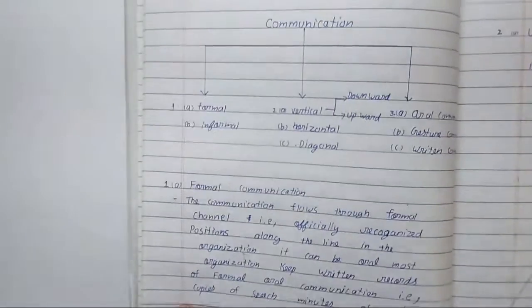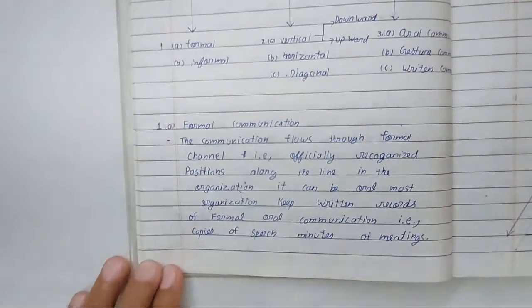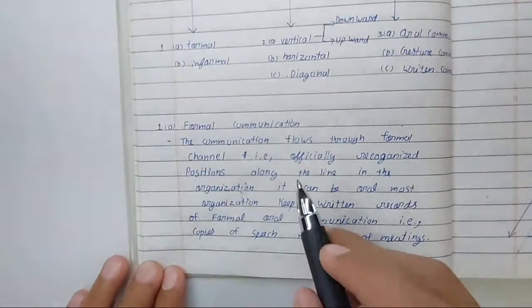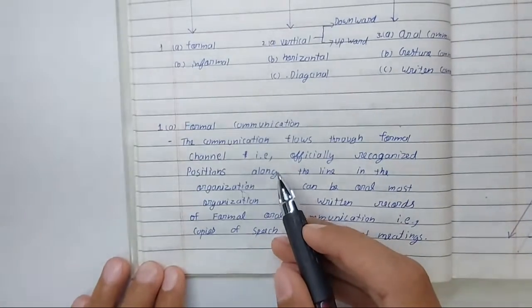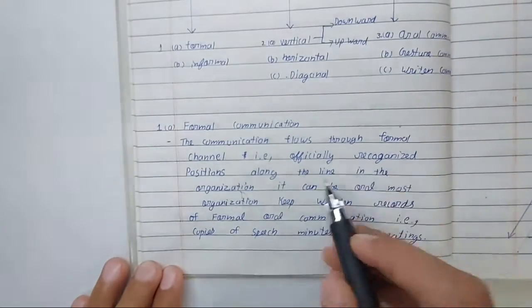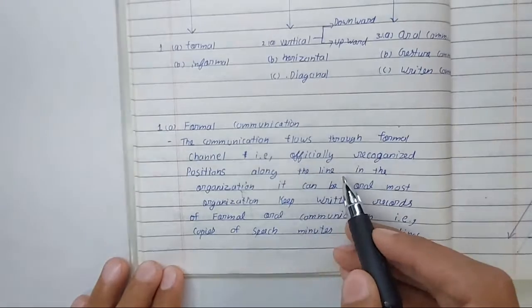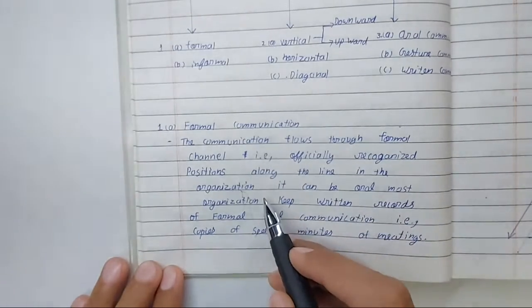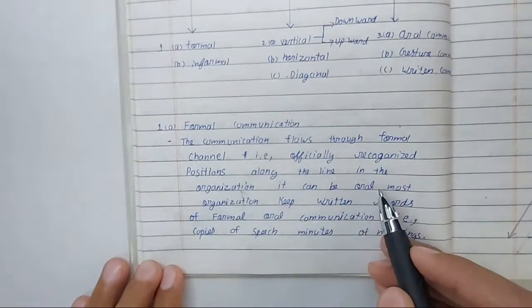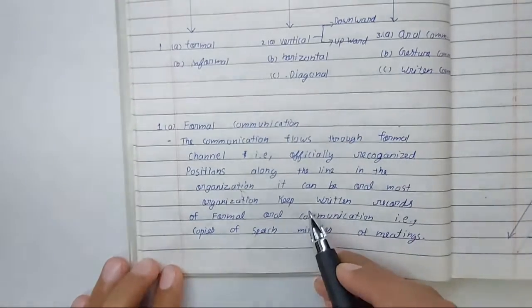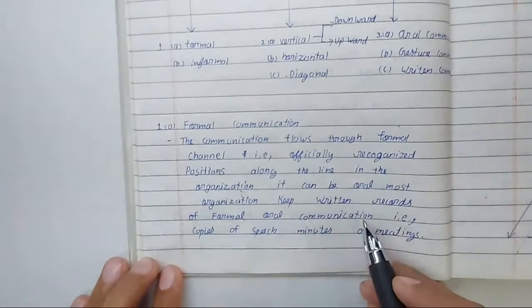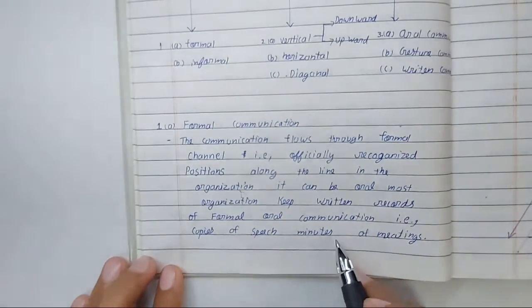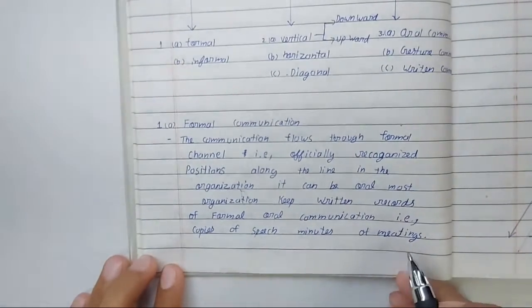First one, formal communication. The communication flows through formal channels, that is, officially recognized positions along the line in the organization. It can be oral. Most organizations keep written records of formal oral communication, that is, copies of speeches, minutes of meetings.